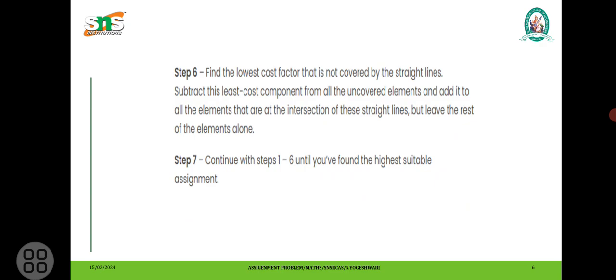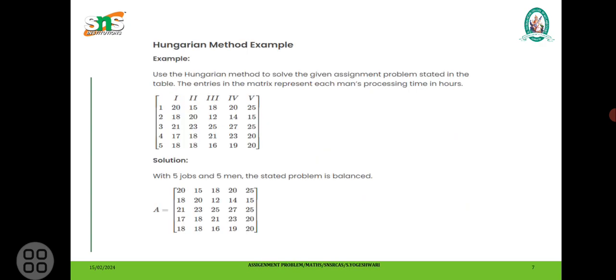Step 6: Find the lowest cost element that is not covered by the straight lines. Subtract this least cost component from all the uncovered elements and add it to all the elements that are at the intersection of these straight lines, but leave the rest of the elements alone. Step 7: Continue with steps 1 to 6 until you have found the optimal assignment.